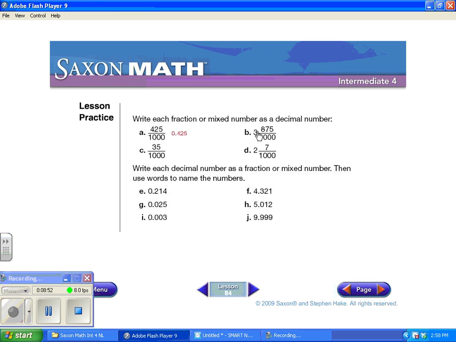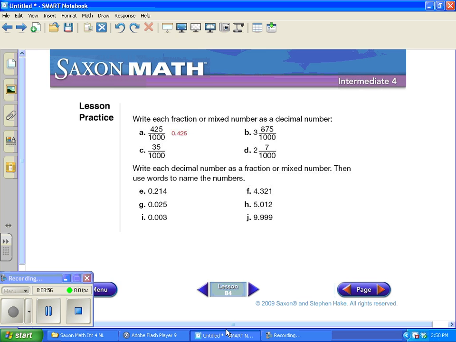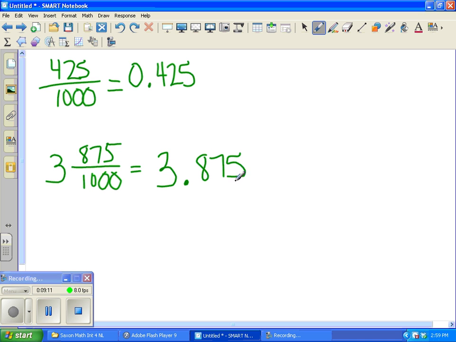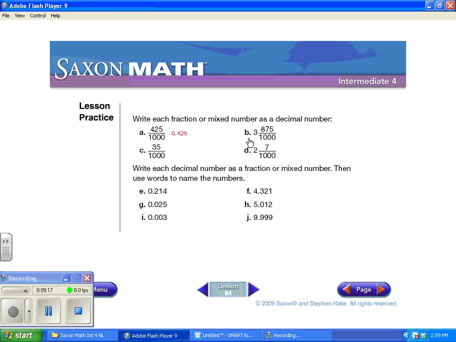Okay. Ooh, we've got a mixed number here, a whole number and a fraction. So here's what this would look like. 3 and 875 thousandths, because I stopped at the thousandths place. I'm getting tongue-tied. Okay, now let's look at this one.